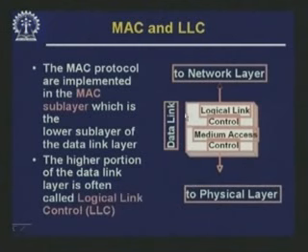If this entire thing is the data link layer, then it is divided into two sublayers. Above the data link layer is the network layer, and below it is the physical layer. The data link layer itself is divided into the medium access control part, which is closer to the physical layer, and the logical link control. We have already seen a number of MAC protocols. We will talk about LLC, or logical link control, today. The MAC protocols are implemented in the MAC sublayer, which is the lower sublayer of the data link layer. The higher portion of the data link layer is often called the logical link control, or LLC.